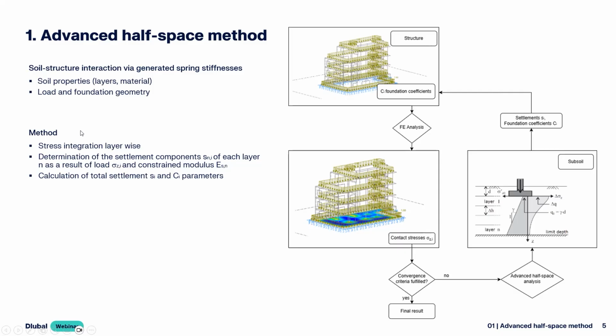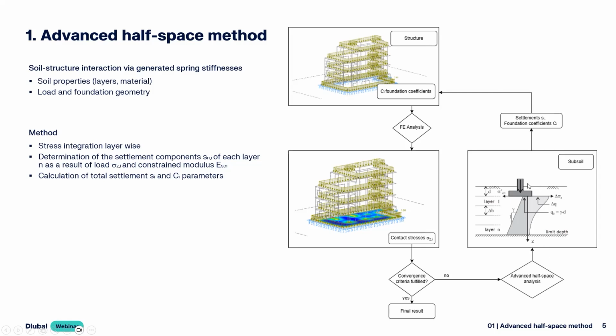And the method is like this. It is also summarized here in that flow chart. We start with our structure, and we have a start value for the foundation coefficients, and for this model the finite element analysis is done. Then for the whole building and also for the foundation slab, we have stresses and strains, and below the foundation slab we have contact stresses. With these contact stresses, the advanced half-space analysis is started.